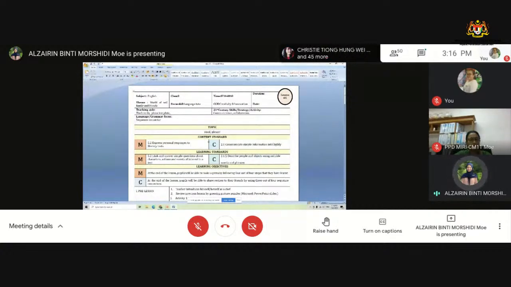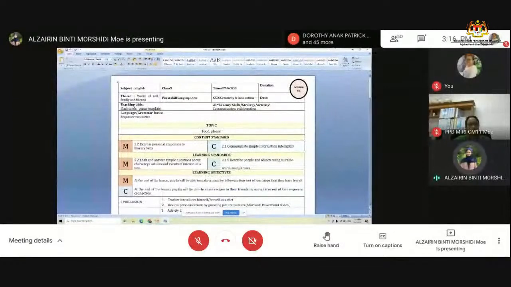So as you can see, the content standard: express personal responses to literary text, 5.2. For the complementary skill, 2.1, communicate simple information intelligibly. And then for the learning standard 5.2.1, ask and answer simple questions about characters, actions and events of interest in a text. And then 2.1.5, describe people and objects using suitable words and phrases.